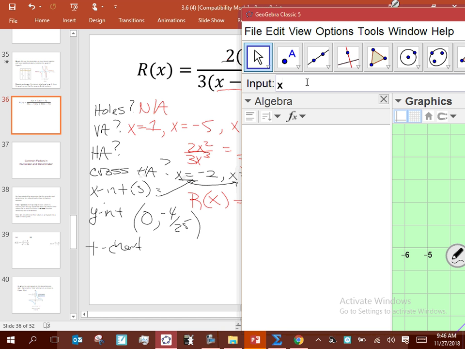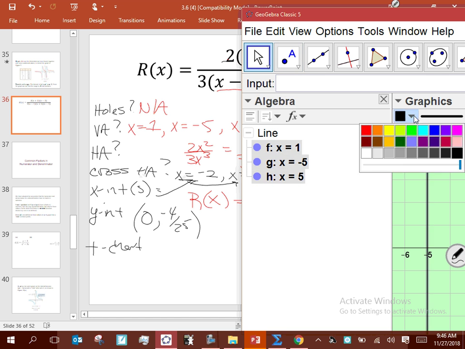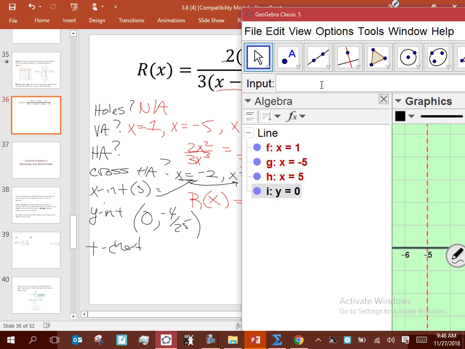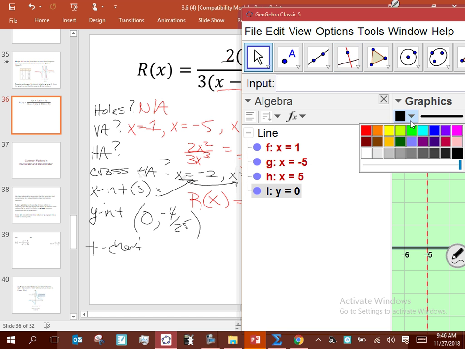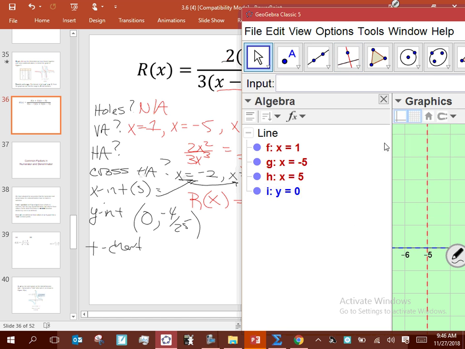So we have x equals 1, x equals -5, x equals 5. Those are all our vertical asymptotes. We had a horizontal at y equals 0. This is the reason why I like to use color and sometimes dotted lines, so I can realize that I've got an asymptote over top of an axis.